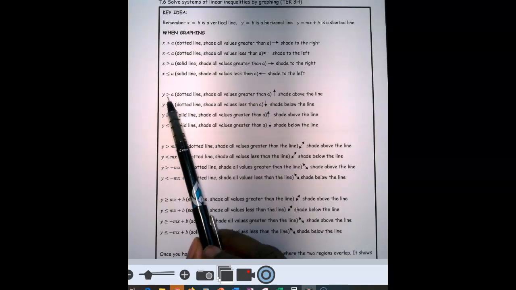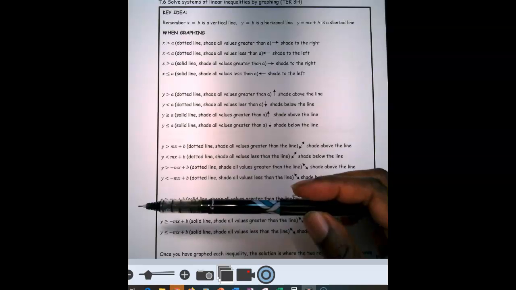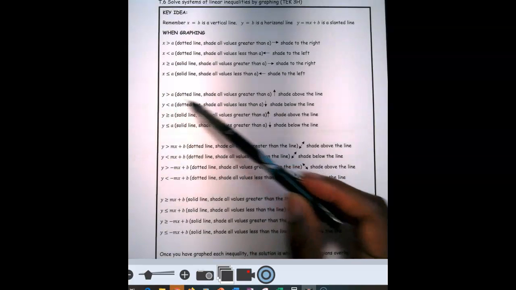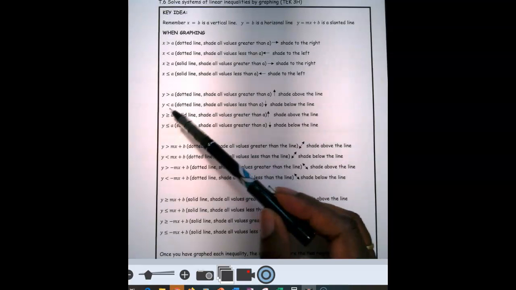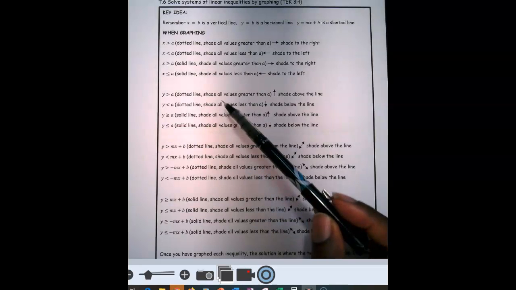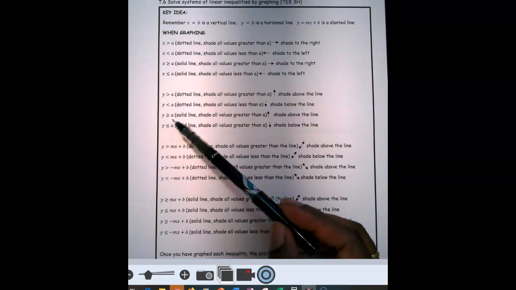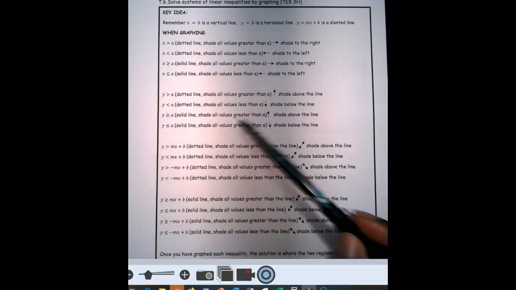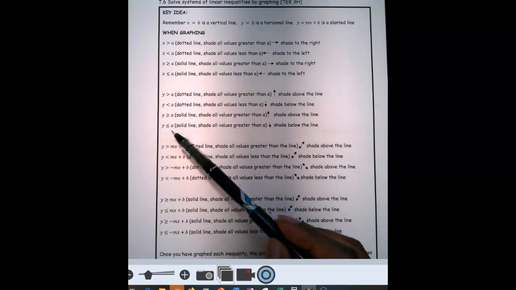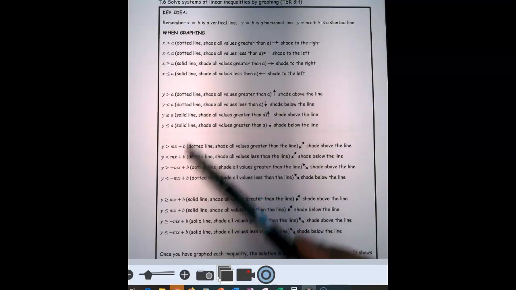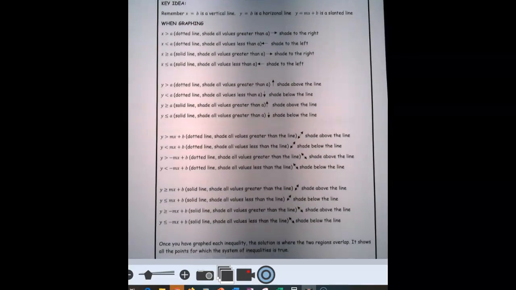Now, when it's y is greater than, remember that's going to be your horizontal line, you're shading above or beneath. So if it's y is greater than a, then you have a dotted line on your value of a, and you're going to shade everything above it. If it's y is less than a, you're again going to have a dotted line, and you're going to shade everything under it. If it's y is greater than or equal to some number, you're going to have a solid line and shade everything above it. If it's y is less than or equal to some number, then you're going to have a solid line and shade everything below it. Now, those are pretty easy, right?